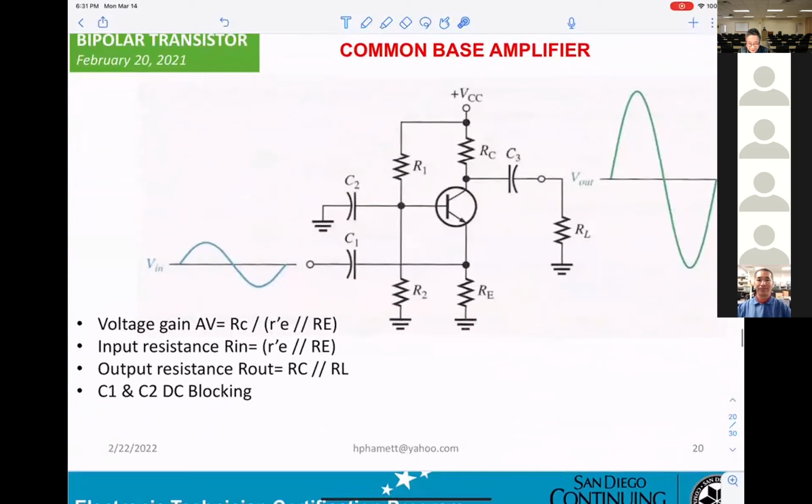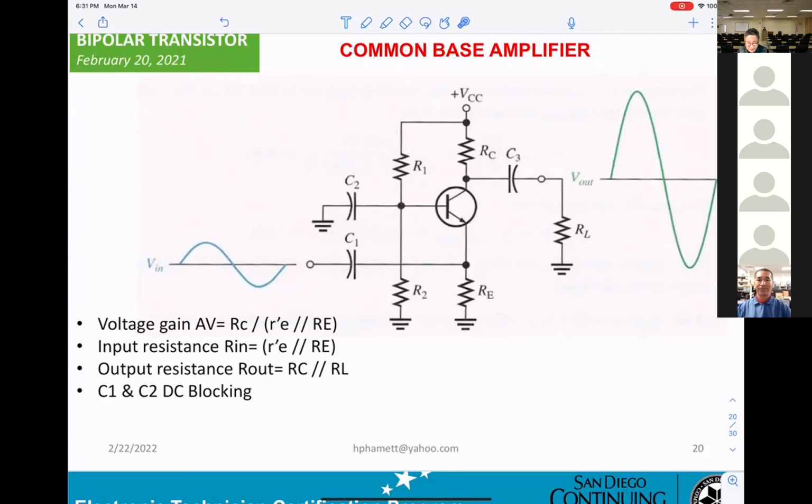This is a common base. You can say the input here is applied to the emitter, and the output here is from the collector. They will be in phase, and the voltage gain will be big. So that's why you can see they will be bigger. When you understand that, working on the transistor amplifier level helps you a lot.